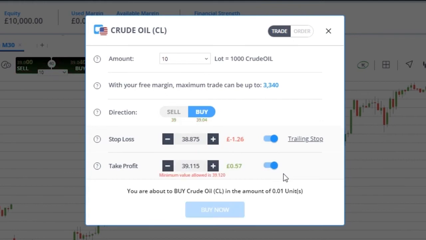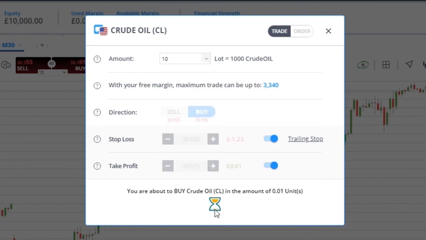In this case, we are opening a buy position, meaning that your stop loss level should be under the current price rate. The take profit level is going to be above the current price level, in order for you to collect profit in price change. Now your position is set, and you can click on the buy button to open it. And confirm on buy now.